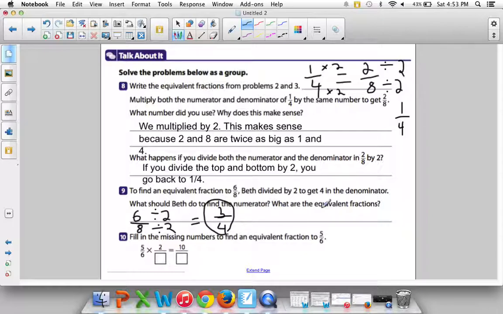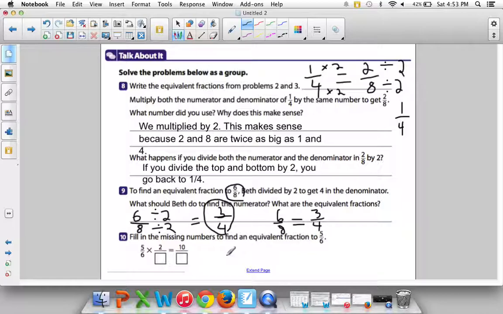It says, what are the equivalent fractions? Well, that's easy. It's 6/8, which we started with, as you can see. We started with that in the original problem, is equal to, after you divide the top and bottom by 2, whatever you do on the bottom, you also do on the top. 6/8 equals 3/4. Bada bing, bada boom.